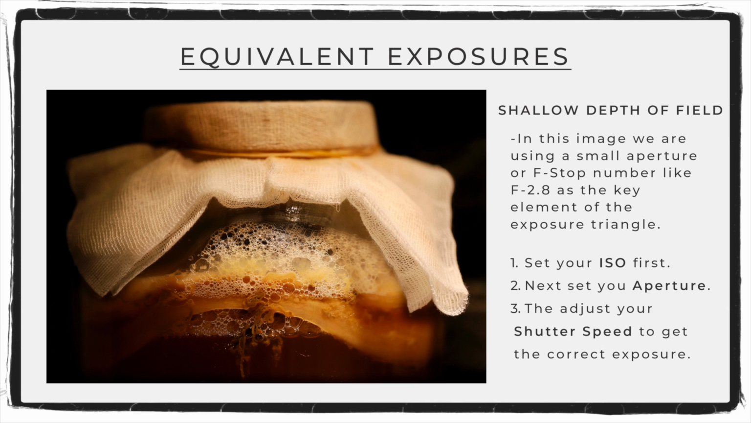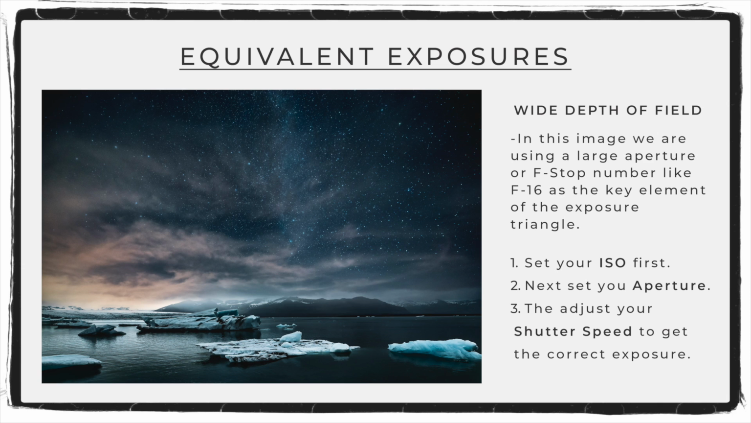So in this image, we have an extreme shallow depth of field. If you look at this image, it's really in focus here, and boy, does it fall off quickly. This is something that's very popular in photography, shallow depth of field. I actually prefer shallow depth of field, so almost everything that I shoot has a shallow depth of field. So in this one, we're using that low f-stop number, 2.8 or lower, to get that shallow depth of field. Just like before, we're going to set that ISO, set the aperture, and then set the shutter speed to get the exposure.